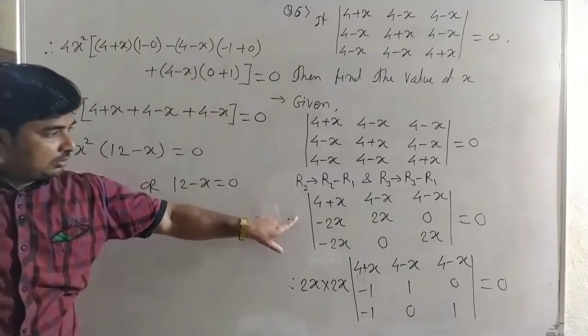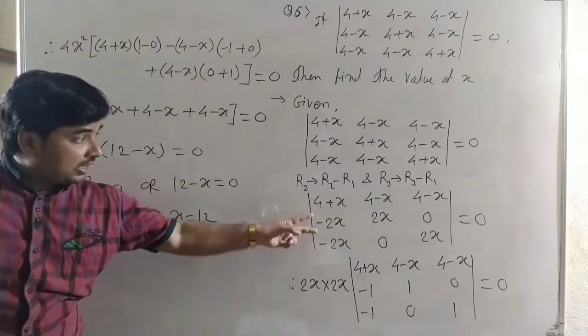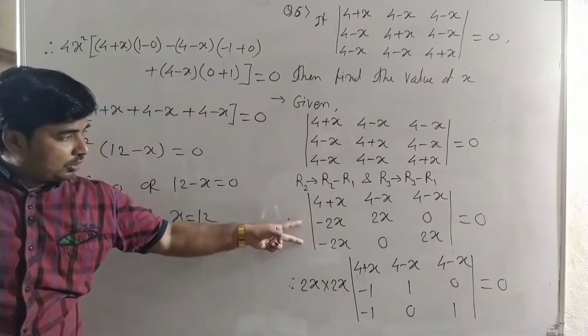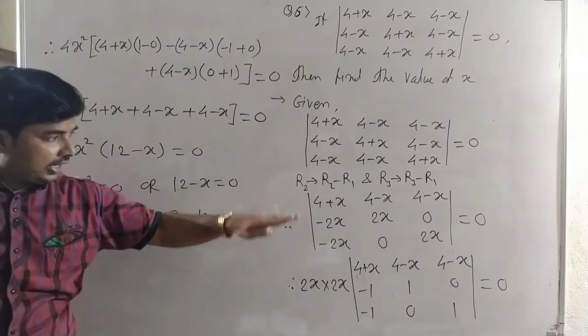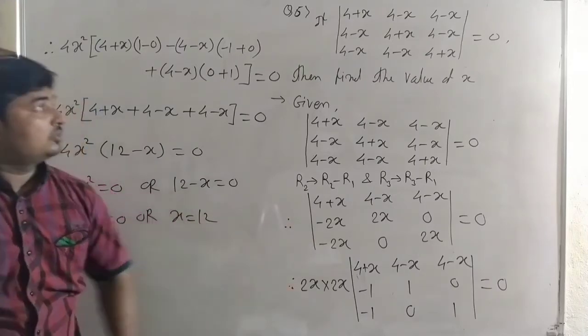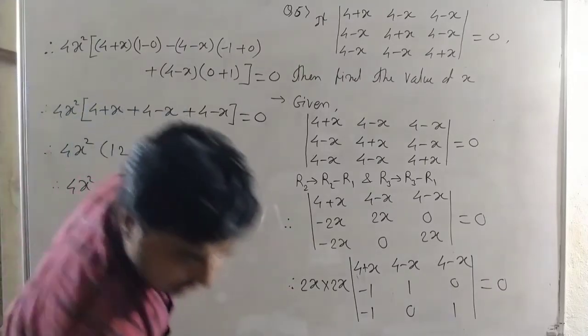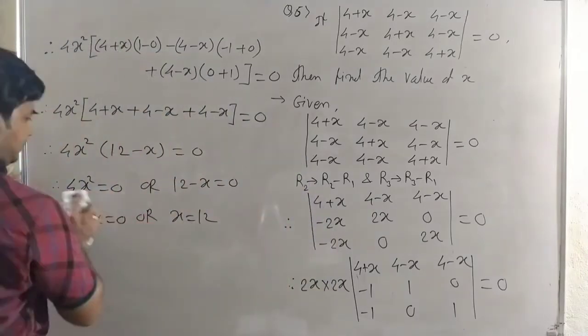Here we use the transformation and then again we use the property of the determinant, that we can take the common element from row 2 and row 3. The common element is 2x. Now we take the last example in this exercise.